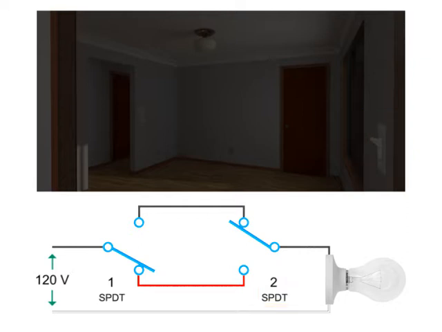Experiment at home with switches that control a single light. Have someone operating one switch while you operate the other. Think about the switch positions as you turn the light off and on.